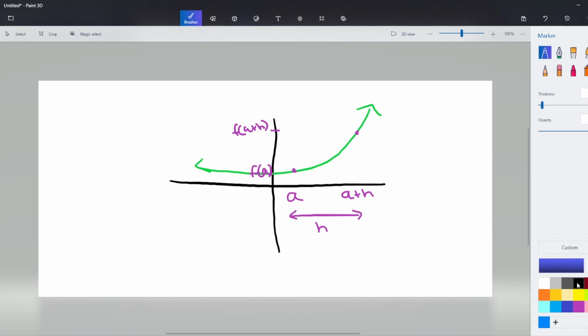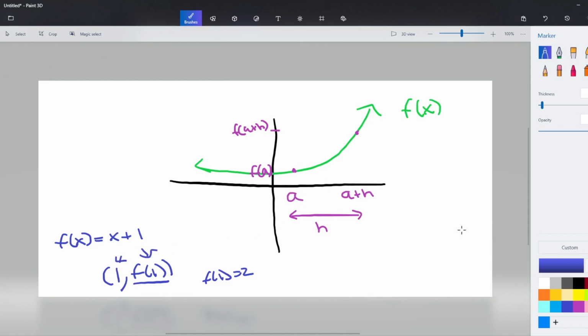What I'm doing here is assuming that this green line is f of x. If you have something like f of x equals x plus 1, your point on your graph will be 1 comma f of 1, right? Because if you plug in 1, you'll get 2. So f of 1 would be the same as 2. So we don't actually know what these will evaluate into, so we can just leave this as f of whatever our input is. So our x and our y is our input and output.